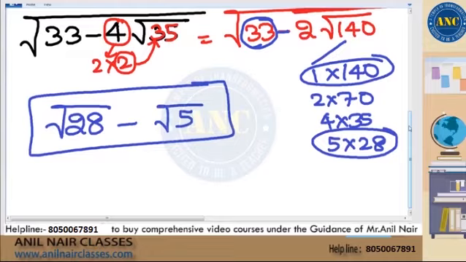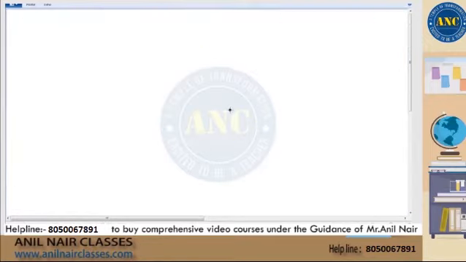Samir, your answer is incorrect, sir. 35 minus 2 is 33, but 35 into 2 is not 140, right? Next question.